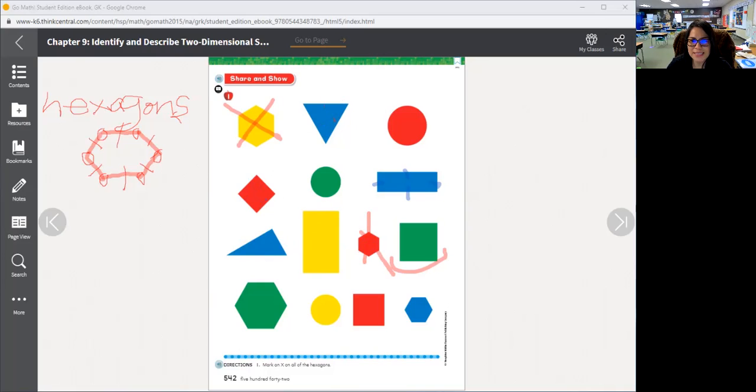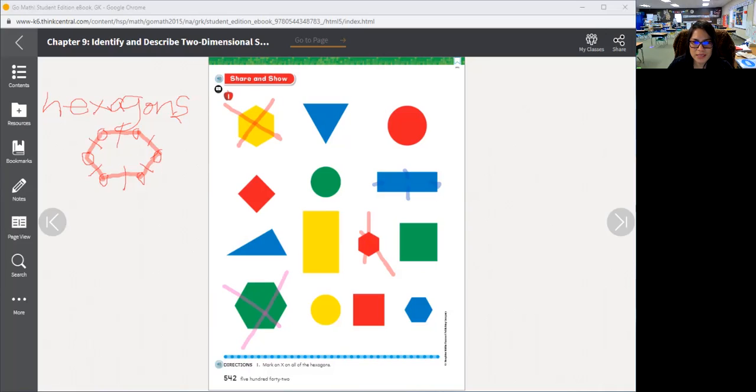This one doesn't look like it has that many sides, so I'm not gonna even mess with that one. 1, 2, 3, 4, 5, 6, and then I see it has 6 vertex. So that one will be a hexagon. So let's mark it.